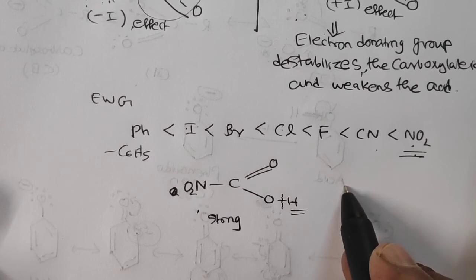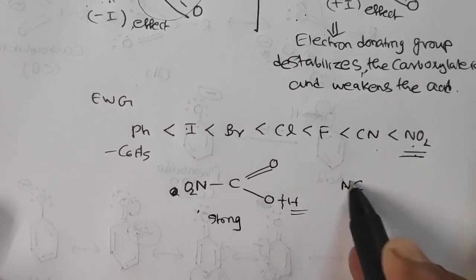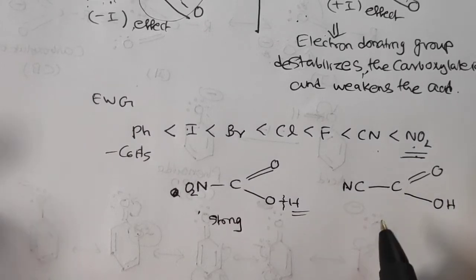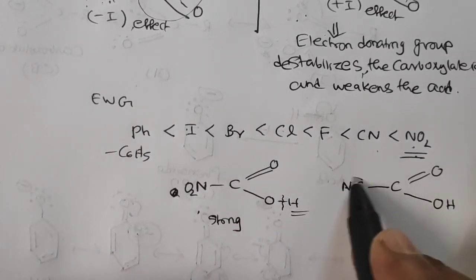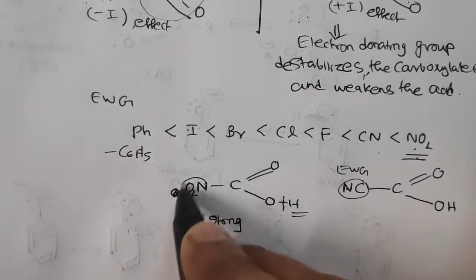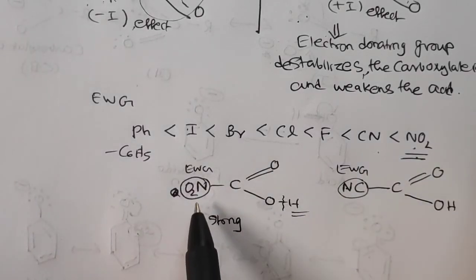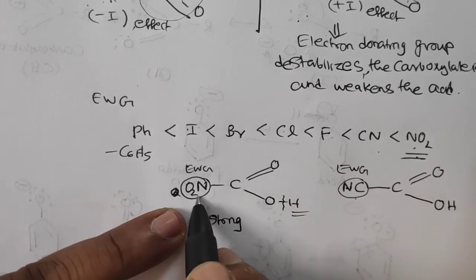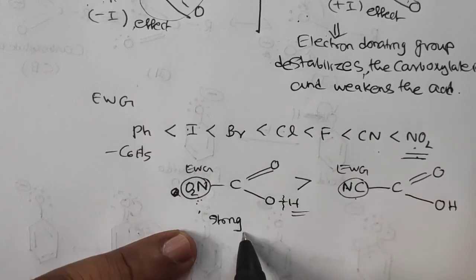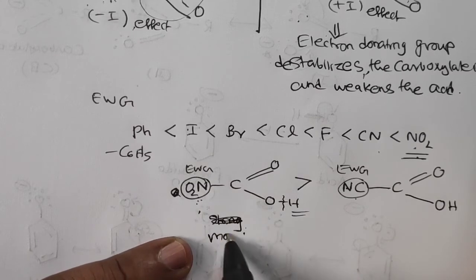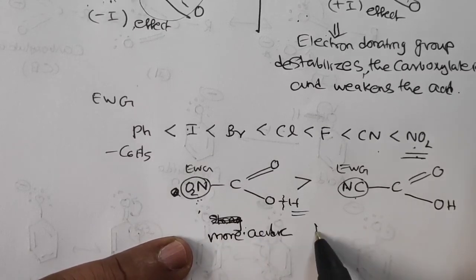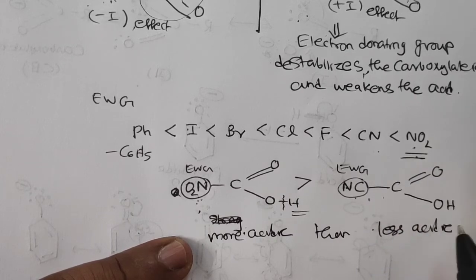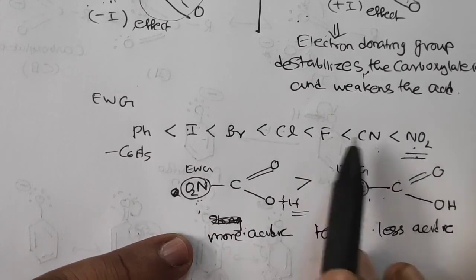And suppose a CN group is attached to your carboxylic acid, like this. Then what will happen in this case? Both are electron withdrawing groups, but which will stabilize more? NO2 will stabilize more than CN, so we can say that NO2 is more acidic than this group. This one will be less acidic. Understood this part? So here the order is given with less than signs.